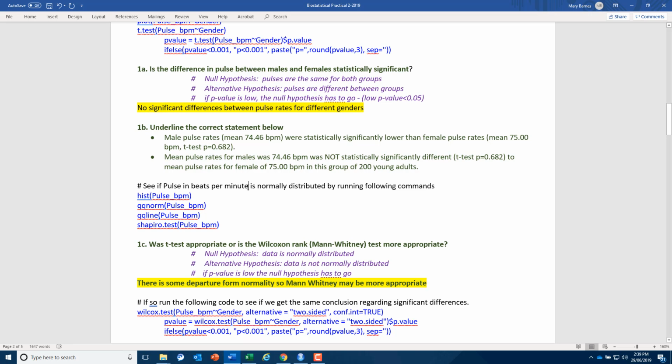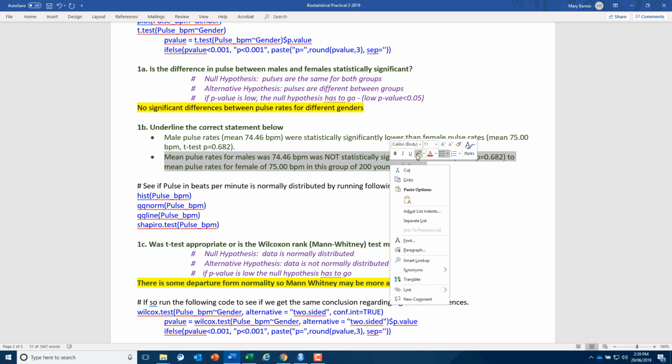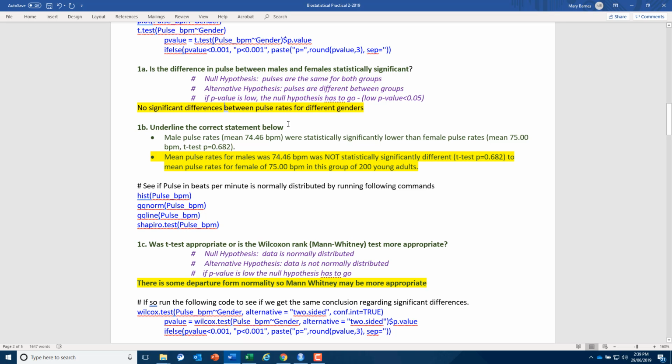And we missed the question here. The first one was underline the correct statement below. So we saw there was no real difference because of our very high p-value for our test between genders. So then we would say that there was not a significant difference. So if we wanted to, we would highlight that one to say that this is the answer to the previous question.